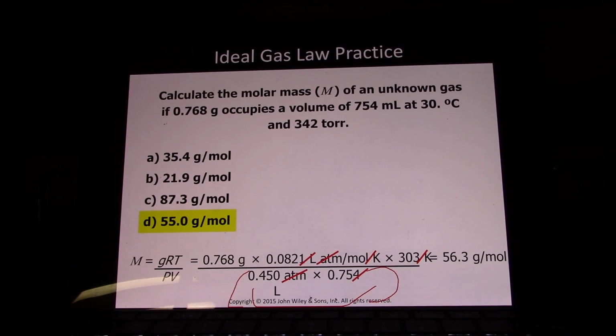0.450 atmospheres times 0.754 liters gives us a molar mass of 56.3 grams per mole. And for some reason the answer up here rounded it.